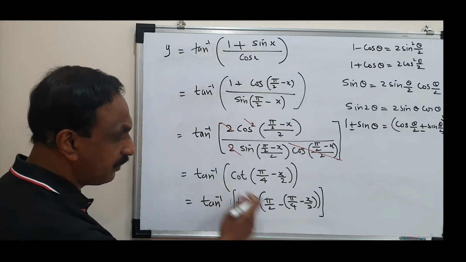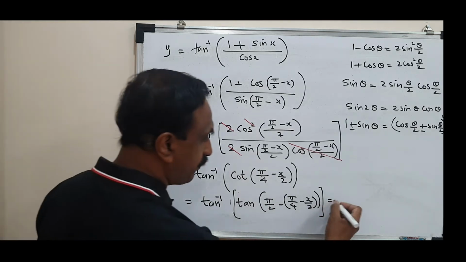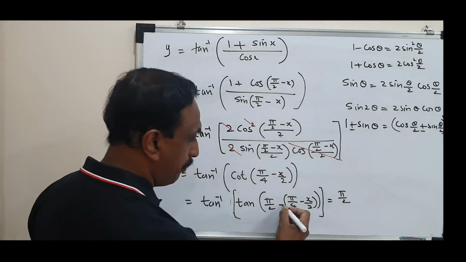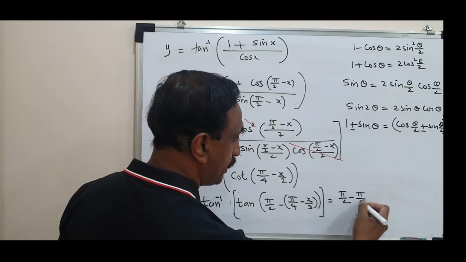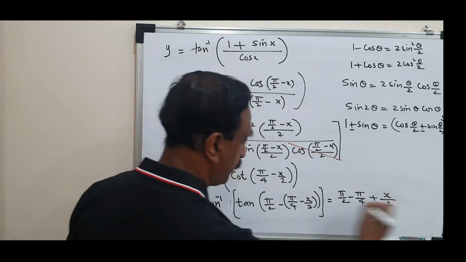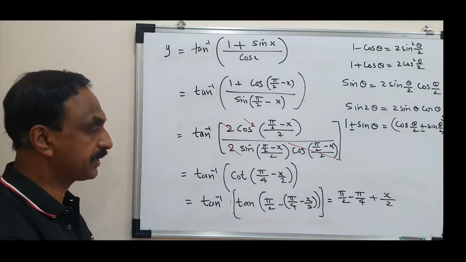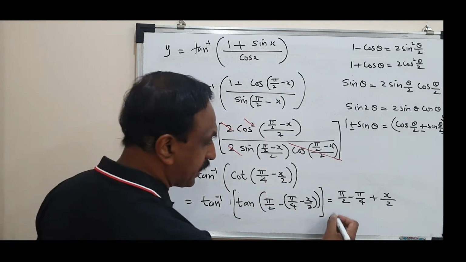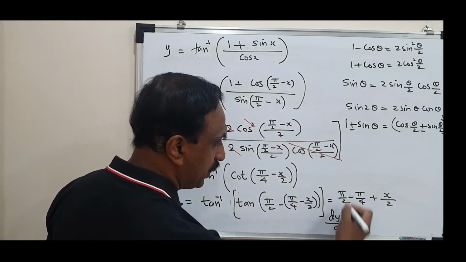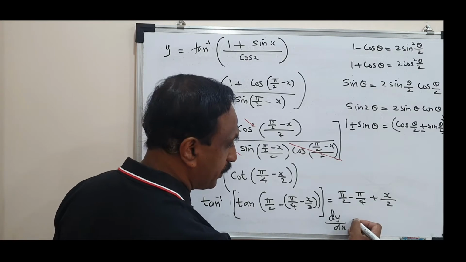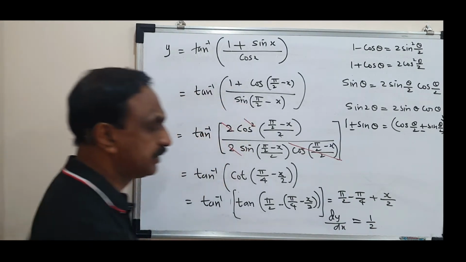Now tan inverse tan will get cancelled. So you are left with pi by 2 minus pi by 4 plus x by 2. Minus of minus, plus, plus. Now the derivative we will take. So dy by dx will be 0, 0 and 1 by 2. So your answer is 1 by 2.